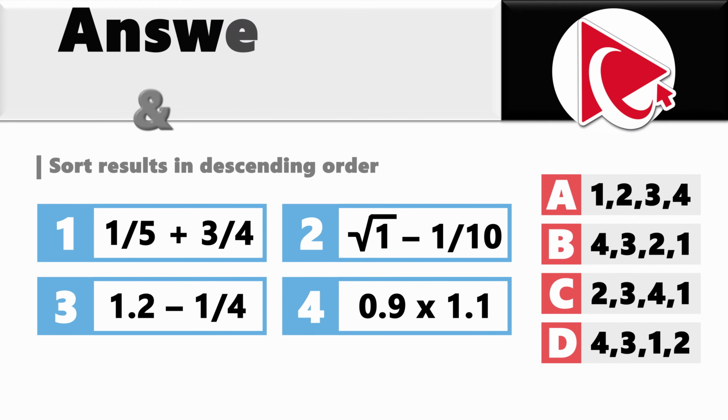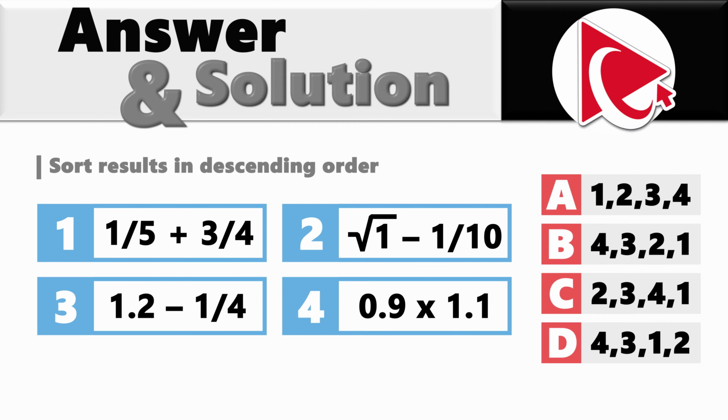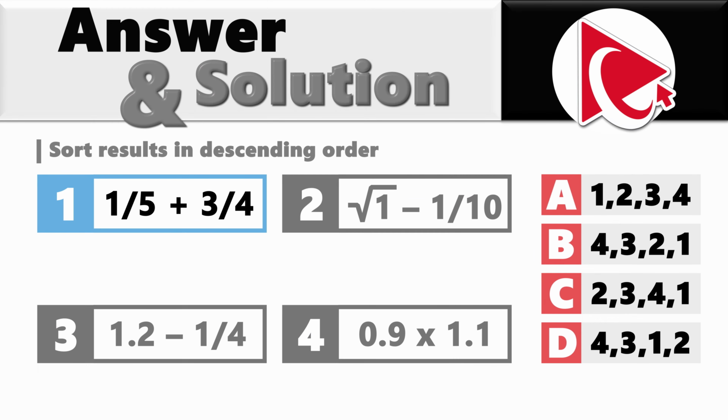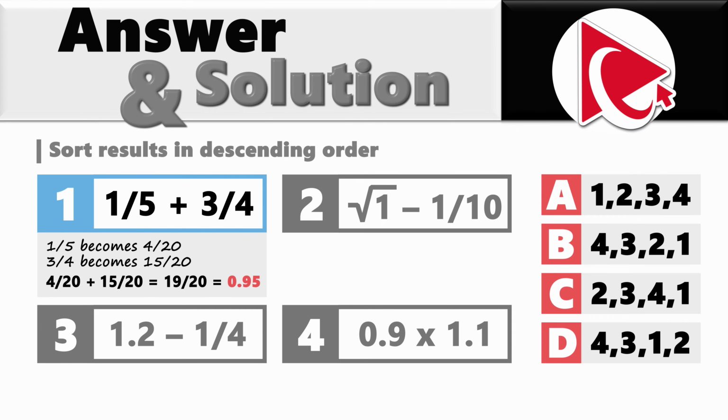The easiest way to solve this challenge is to complete the calculations and convert the results into the decimal system. In the first expression, to add these fractions, you need a common denominator, which is 20. So 1/5 becomes 4/20th, and 3/4 becomes 15/20th. 4/20th plus 15/20th equals 19/20th and equals 0.95.